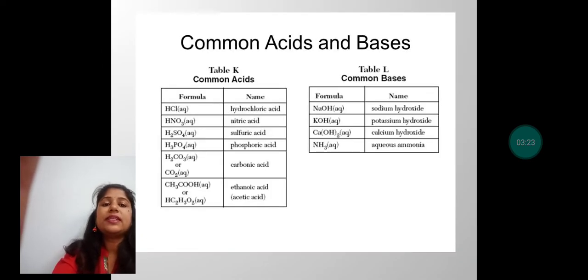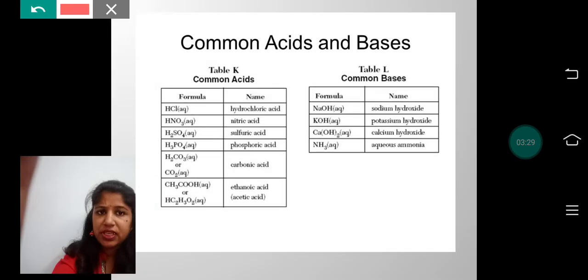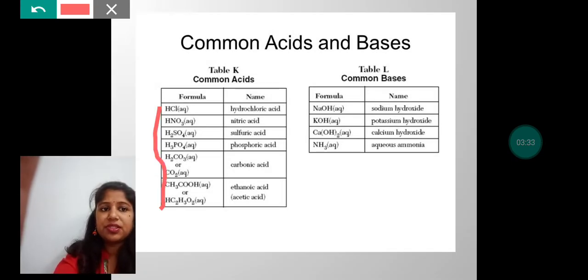Now let's see the common examples: hydrochloric acid, nitric acid, sulfuric acid. Everywhere you can see H is common. And for bases, sodium hydroxide, potassium hydroxide, calcium hydroxide, everywhere you can see OH is common. So all acids have H plus common and all bases have OH minus common.